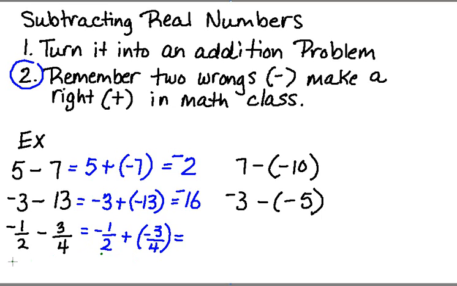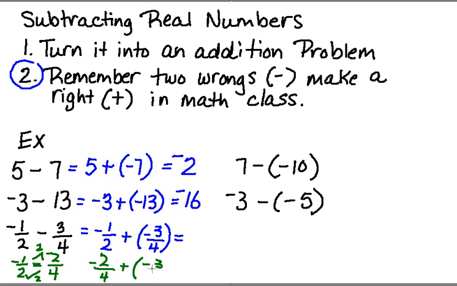Now I have minus 1/2, and I need to convert that to something over 4. 2 times 2 yields 4, so I want to multiply the numerator by 2 as well. 1 times 2 yields 2. Remember to keep the same sign, so it's going to be minus 2/4. So I can rewrite this as minus 2/4 plus a minus 3/4.